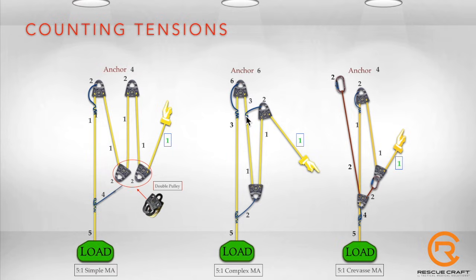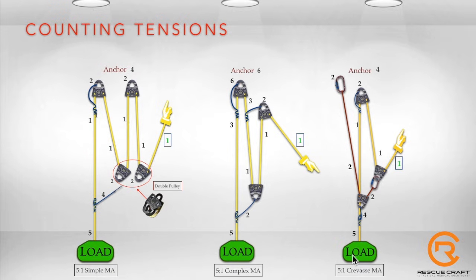1 comes up, meets the 2 that's sitting on that prusik, and we have 3 in this segment of our rope. So 3 is going to come in. 3 has got to come out, which leaves 6. So 3 plus 3 is going to be 6. So we have 6 here on our anchor. That 3 continues down the line, meets up with the 2 that is in our rope grab. So 3 plus 2 is 5, and we have a 5-to-1 complex MA.